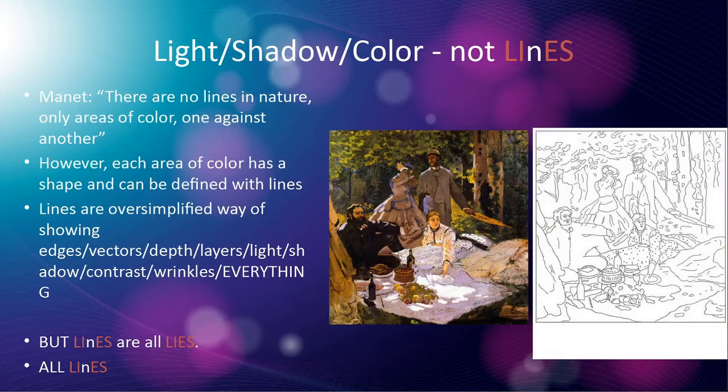Let's move on. The silhouette is kind of a shadow of the character, and that gets us to light and shadow and color. The world is made up of light and shadow and color. It is not made up of lines. Manet said famously, there are no lines in nature, only areas of color, one against another. And I think that was true even for man-made or human-made things.